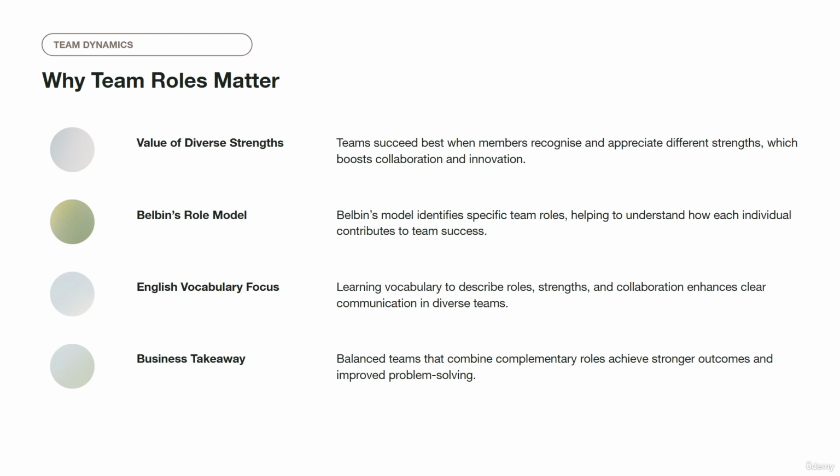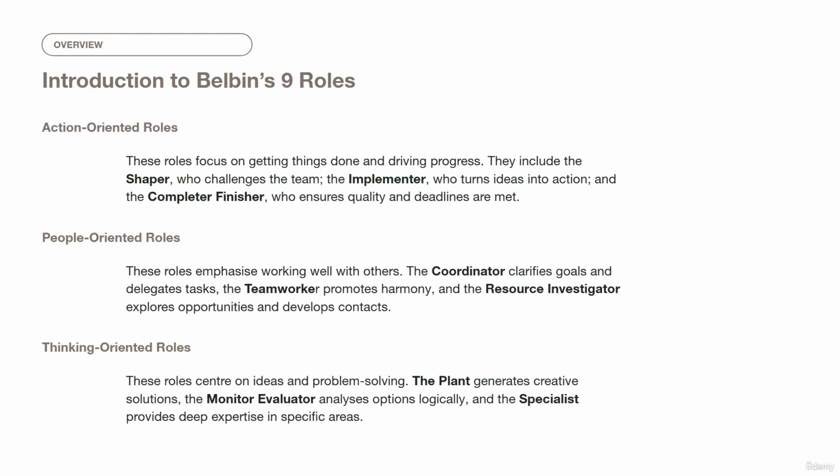In terms of vocabulary, we're going to look at the name of these roles, and we're also going to keep in mind vocabulary like roles, strengths, collaborations that we use to describe this phenomenon. And a big takeaway here is that balanced teams that combine complementary roles achieve stronger outcomes and improve problem solving. So what did Belbin say?